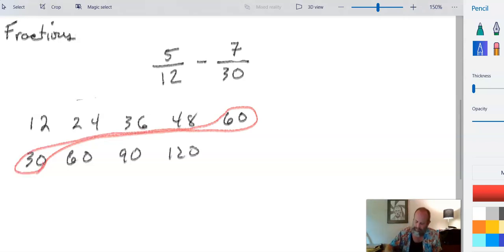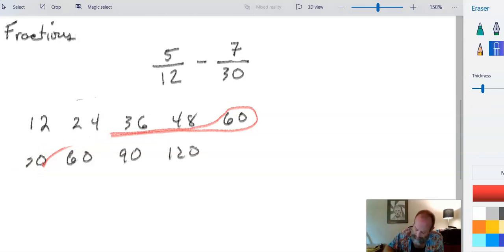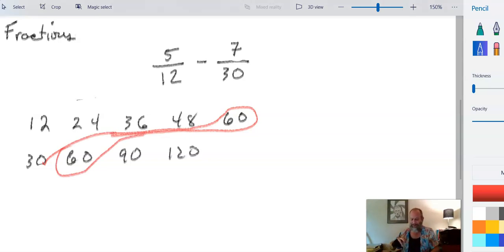Let's try this one more time. And there we go. That should be what I'm trying to circle. So 60 is our common denominator, right? And this is how you generally do it in your head. You just start listing multiples until you get things that match up.